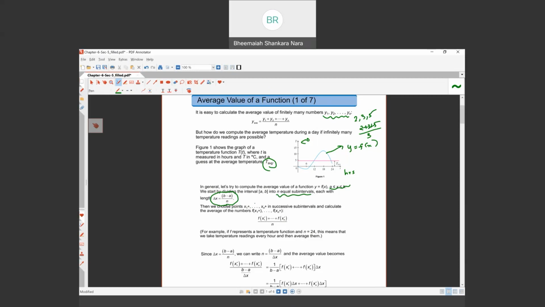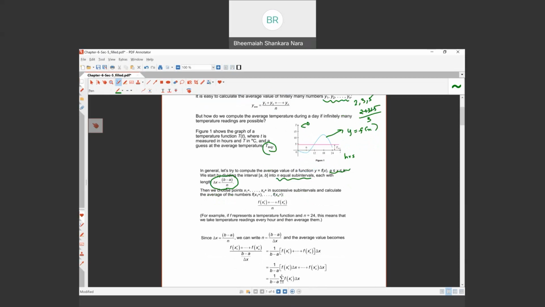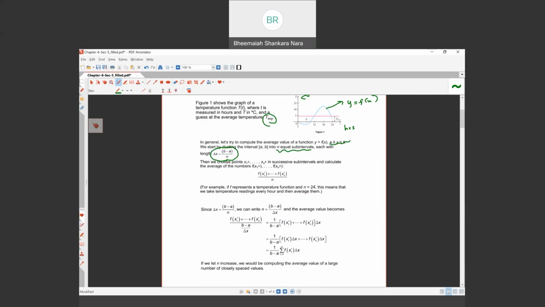Then we calculate the average of numbers: the functional value at the first midpoint x1 star until the functional value of the last midpoint, divided by n. So this is one way of calculating average of any given graph with infinite number of points. So if f represents the temperature in this example and say n is 24, this means that we want to take temperature readings every hour and then average them. So this is 24 hours. You calculate the temperature reading for every hour.